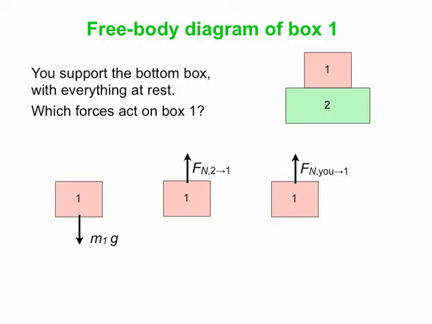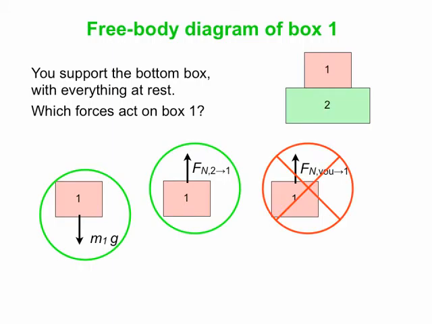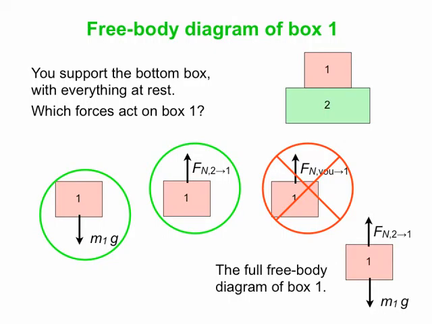Is there such a force like this? Do you apply a normal force? Well, we like this one. We don't like this one because your hands are directly under box number 2, so you're not directly in contact with box number 1, so there is no such upward normal force applied by you. There'll be one on box 2, but not on box number 1. Okay, so there's our full free body diagram when we put everything together. Downward gravitational force and an upward normal force applied by box number 2 on number 1. Note that the forces are balanced here. That's consistent with no acceleration.